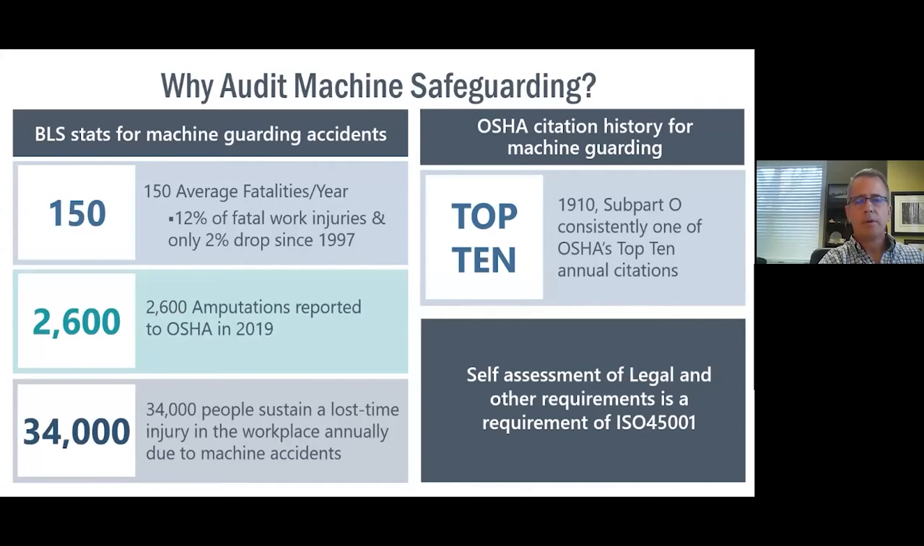So why do we want to do guarding audits and inspections? Well, lack of or improper use of guarding still continues to contribute a significant amount of serious injuries to our workplaces every year. Machine guarding has been and continues to be in the top 10 of OSHA's most commonly cited regulations. And if we implement a formal management system like ISO 45001, we're required to assess our legal and other requirements, and this is certainly one of them.